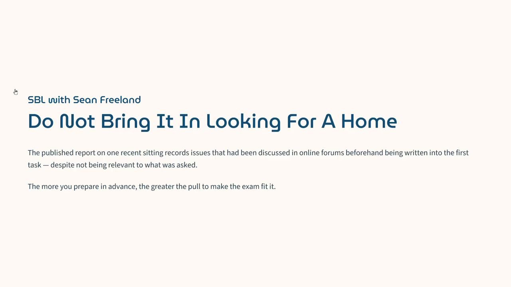There's a good example of this in the published material. Issues had been discussed online before an exam, then some candidates wrote those issues into the first task even though they weren't relevant to what they'd been asked. I think there's a simple reason that happens. If you've spent 15 hours preparing something, you want those 15 hours to count. So when the exam doesn't ask for it, there's a temptation to find somewhere to put it in there regardless. That's exactly why I want you to stop when the pre-seen work is done. The more material you prepare, the harder it can be to leave behind.